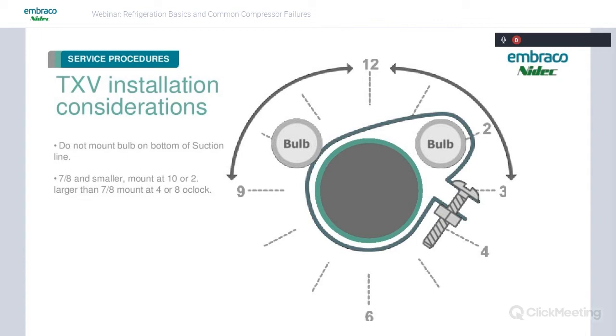Typically, you want to put it on a horizontal tube. That being said, I have seen them mounted on vertical tubes as well, but that's why I say contact the manufacturer and talk to them about the application to make sure you get that bulb mounted where it's supposed to be, because it needs to sense a good, accurate temperature reading to work correctly.